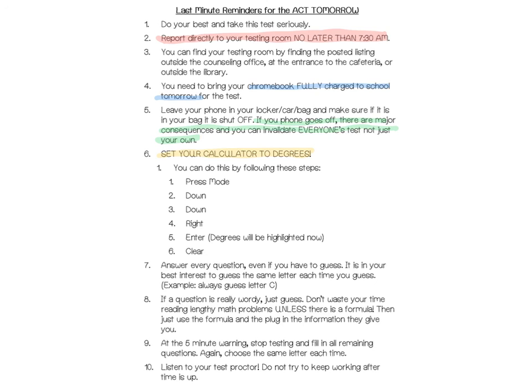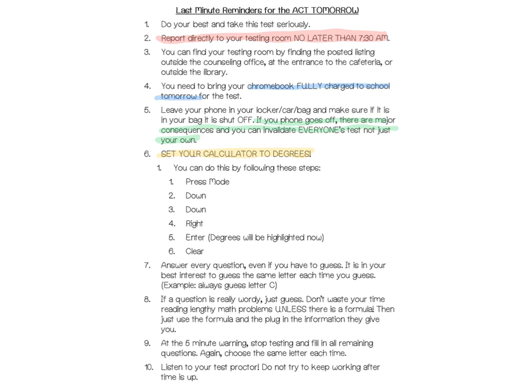8, if a question is really wordy, just guess. Don't waste your time reading really, really long math problems unless there's a formula. If there's a formula, go ahead and try to just plug in the information they give you. But if it's a really long, wordy question, just guess and do so again by picking the same letter. So maybe you're going to pick C every time.